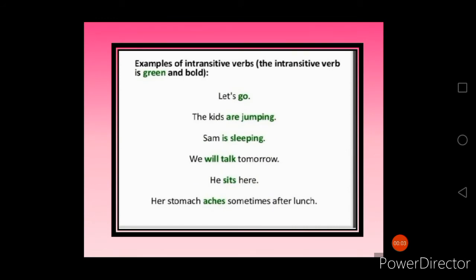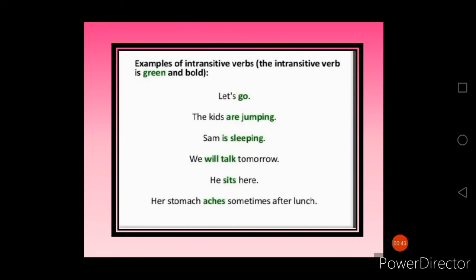Okay students, next for intransitive verbs, I have listed some of the examples, and in this examples the intransitive verbs are highlighted in green color. Okay, see the first example. Let's go. See here students, what is the verb here? Yes, right, go. And after this verb, is there any object present? No. Very good students. So if there is no object after this verb, so that is called as an intransitive verb. So this verb go is intransitive verb. Are you all clear, ma? See the next example.